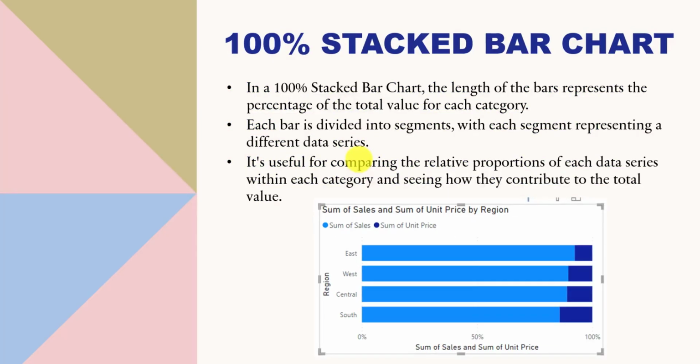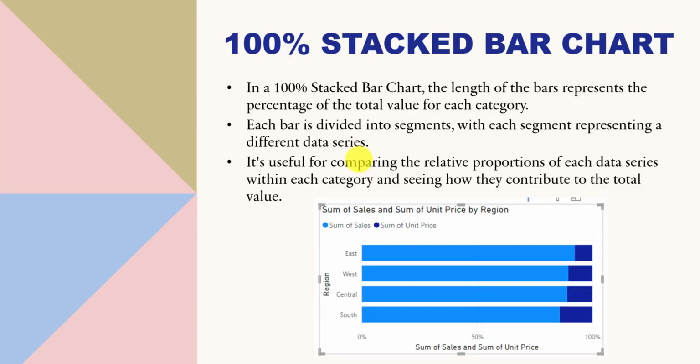The third one is the 100% stacked bar chart. The length of these bars represents the percentage of the total value for each category. Each bar is divided into segments, with each segment representing a different data series. It is useful for comparing the relative proportion of each data series within each category and seeing how they contribute to the total value. So total value is nothing but 100%. So here you can see the example of the 100% stacked bar chart.